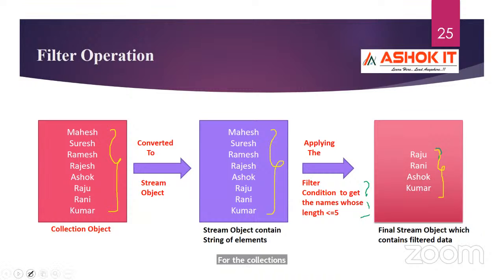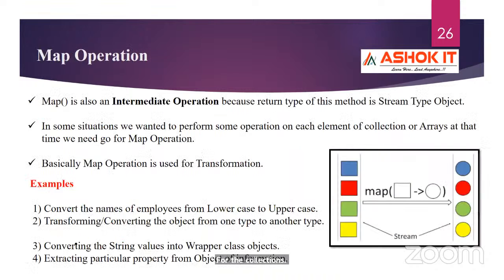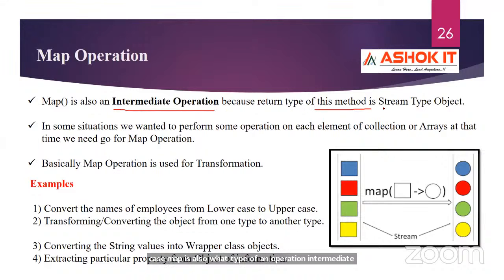Let's get into another kind of stream operation, sir. That is called map. This map operation is different from the java.util.Map object, sir. Remember that point before starting this discussion. Map is also an intermediate operation, guys. Why? Because the return type of this method is a stream type of object.